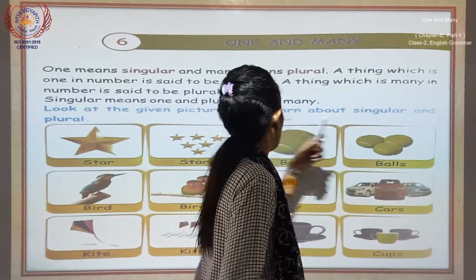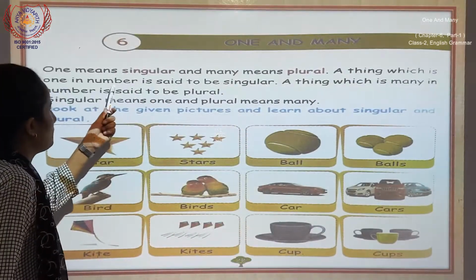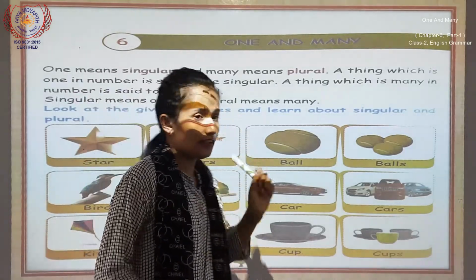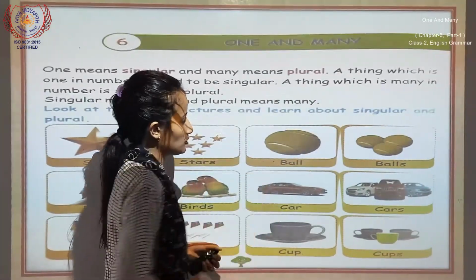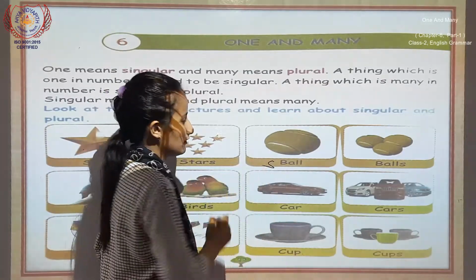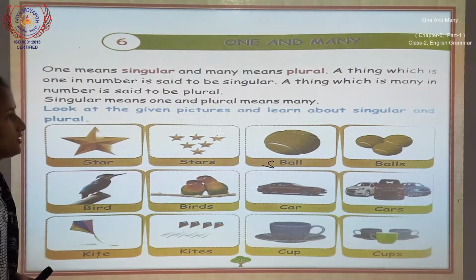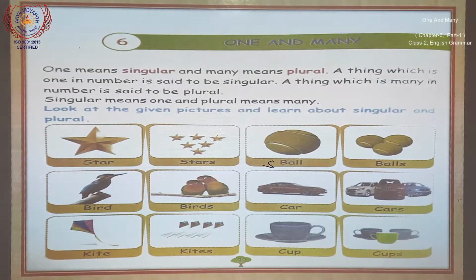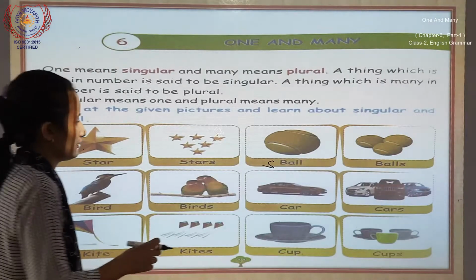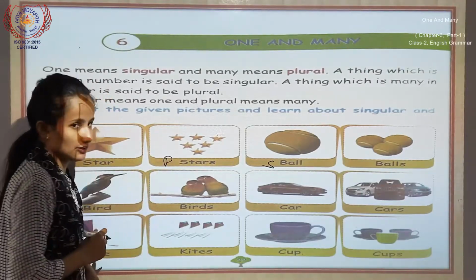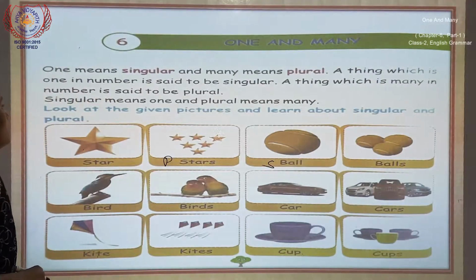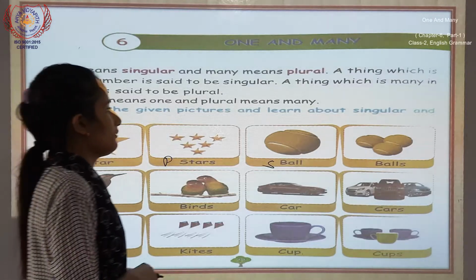A thing which is one in number is said to be singular. A thing which is one in number, like there is one ball. So this is singular, right? So a thing which is many in number is said to be plural. There are so many stars, so this is plural, like this, okay? So singular means one and plural means many.